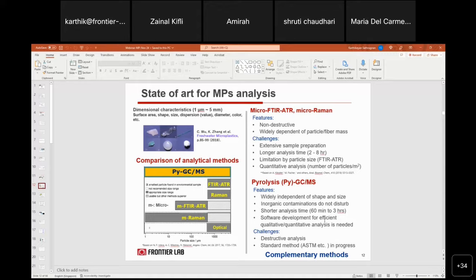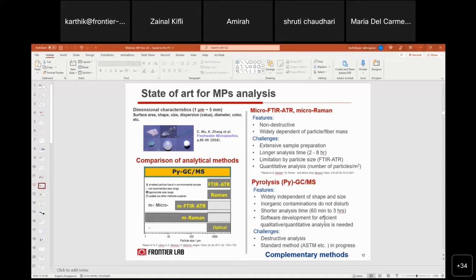As we say, we do not want to really say which one is good. At this moment, we can say they are complementary to each other, because we are still trying to improve our understanding of this microplastic impact. On the right side, you can see micro FTIR and micro Raman, which, as you all know, are non-destructive, but depend heavily on particle size and shape.